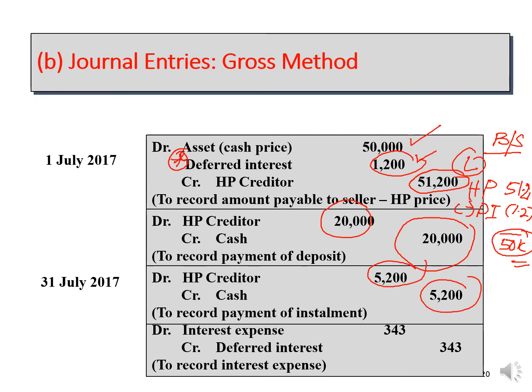Then the interest that the hirer will have to recognize, the interest expense, is actually 343. How do we get the 343? It's the amount that we computed under the sum of the years digit method in the previous slides. The contra account for this interest expense would be your deferred interest account. So under the net method, you credit the HP creditors, but for the gross method, you credit the deferred interest of 343.